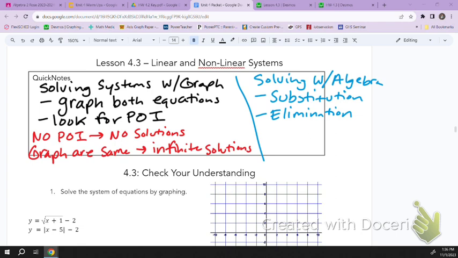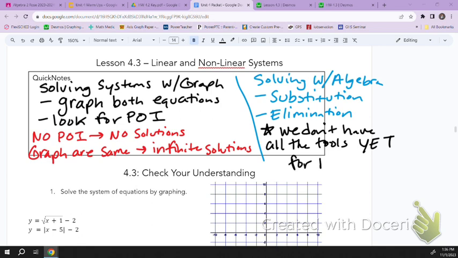Just note, we don't have all the tools yet for nonlinears. Keyword is yet. We're getting there this year. For nonlinear equations, we're going to continue exploring them. And in number 1, we're going to Desmos. We're going to do some Desmos together because I'm going to find the solution to a square root. The first one's a square root function.